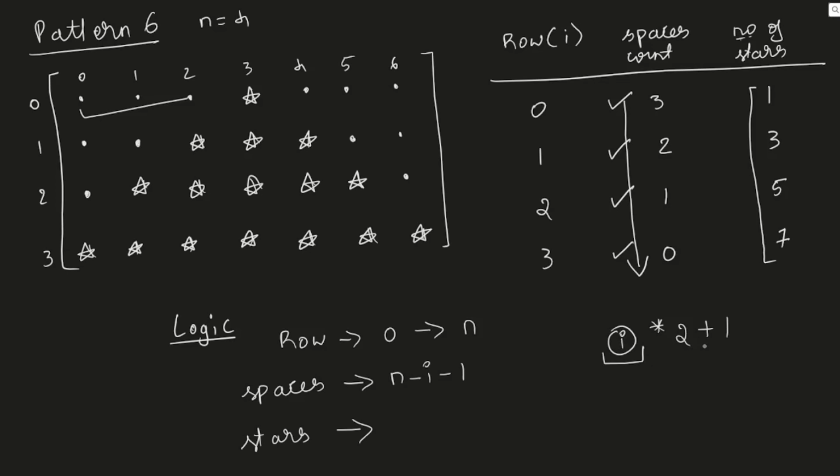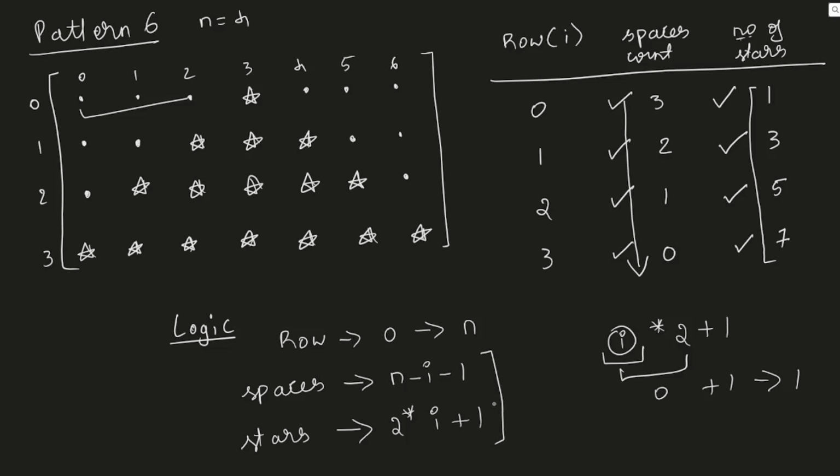Let me check whether this formula holds good for these numbers or not. For I equals 0, this becomes 0 and we will be adding 1, which becomes 1. Yes, the first value holds good. Then the second value. 2 into 1 is 2, plus 1 is 3. 2 into 2 is 4, 4 plus 1 is 5. 2 threes are 6, 6 plus 1 is 7. Yes, all the numbers are holding good here. So we can directly consider this as 2 into I plus 1. We framed the logic for both spaces and stars.